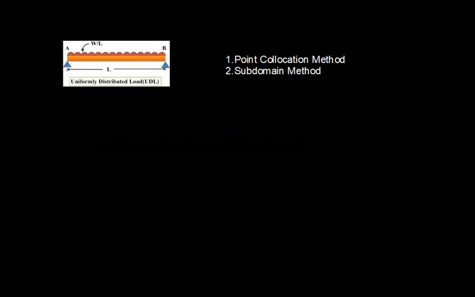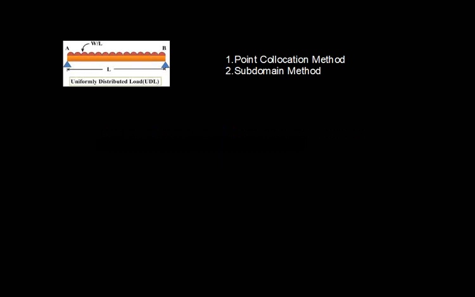Today, we are going to solve the problem of a simply supported beam that is subjected to uniformly distributed load by Galerkin's weighted residual method. Already, we have solved the same problem by two methods. The first method was point collocation method. The second method was subdomain collocation method.